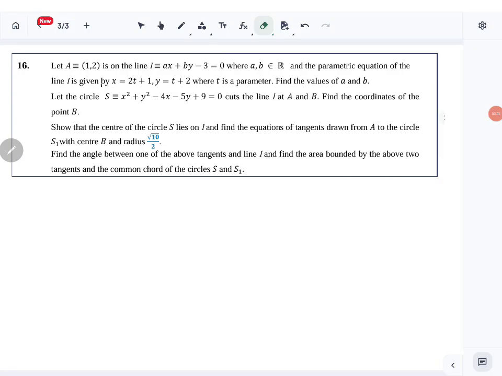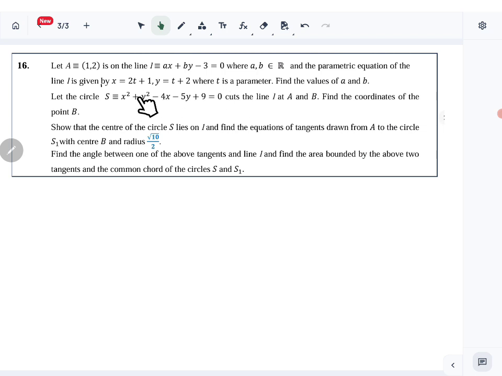Okay, let's look at question number 16 of the PO paper. So, line and circle question. A is the point (1, 2), and it's on this line. A, B are real numbers and the parametric equation of L is given. So the parametric form is given. Find the values of A and B.